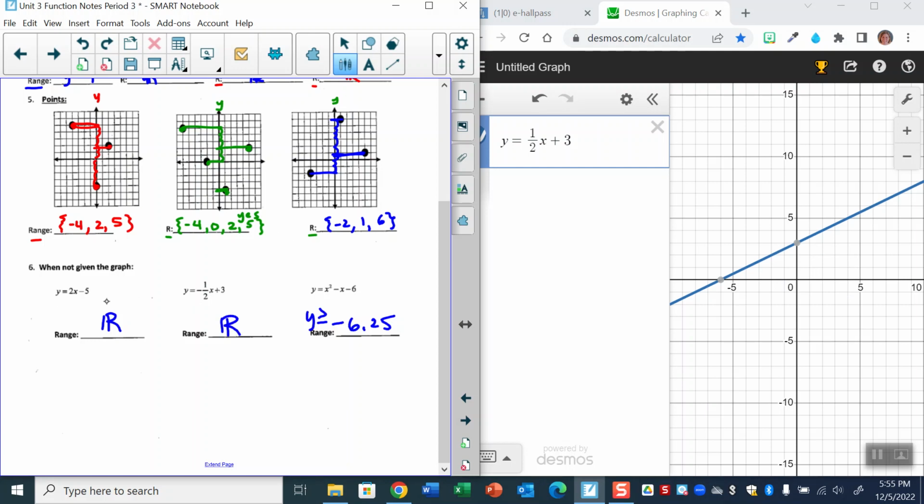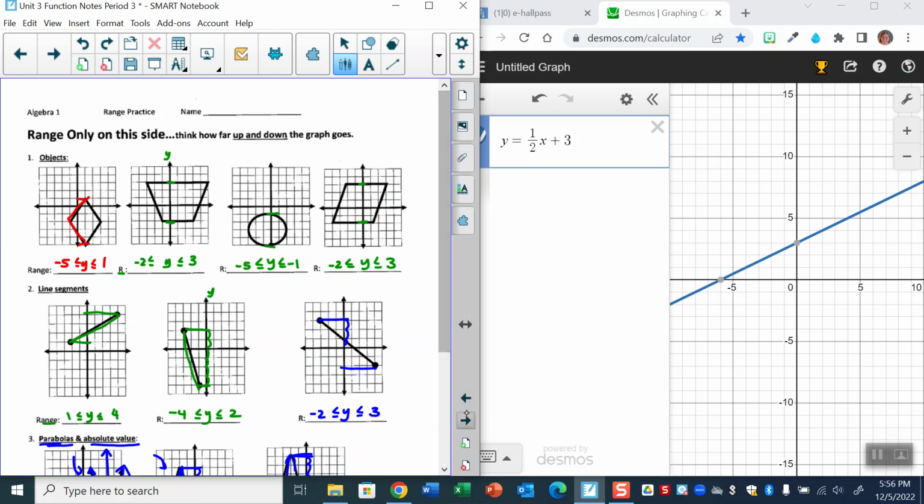Okay. So when your exponent here, if you have x to the first power, right, x all by itself, that's going to be a line, right? And so that tells you it's going to be all real numbers. If you have x squared, right, that tells you it's going to be a parabola. And so it's either going to be a greater than or less than. So this one was like this, right? So that was a greater than, right? A smiley face is going to be a greater than. A frowny face is going to be a less than.